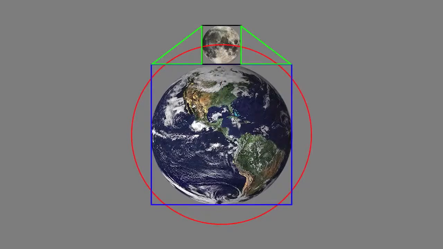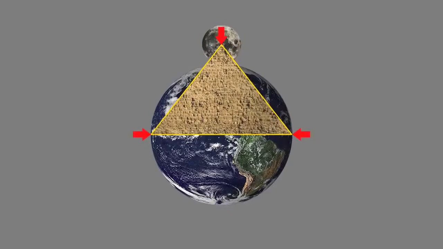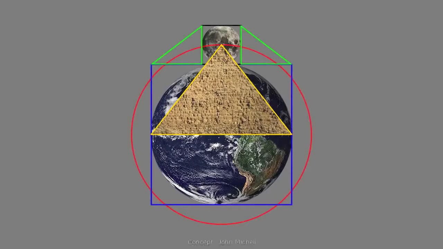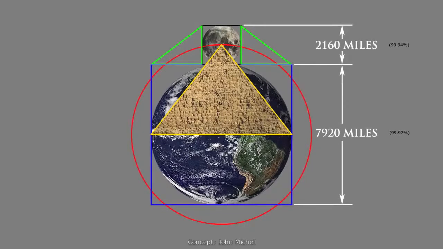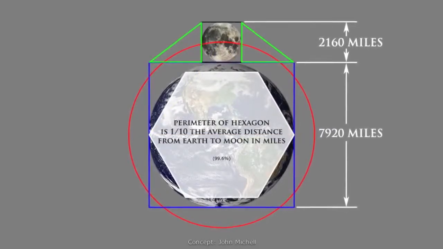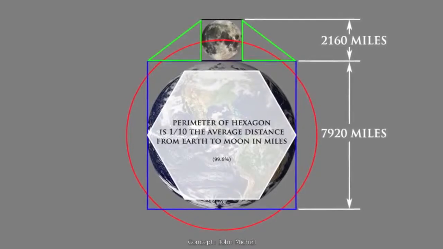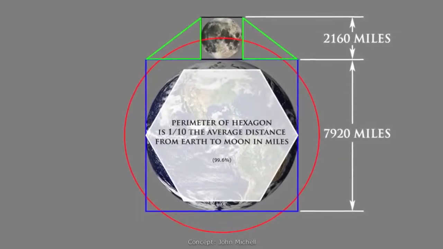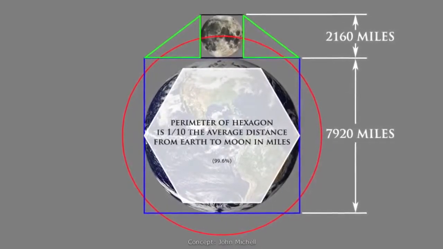Amazingly, this diagram actually encodes the Earth and Moon's true proportions of 3:11. Connecting these 3 points makes a pyramid with a 51.85-degree slope. Scaling this diagram up by a factor of 720 gives you the actual dimensions of the Earth and Moon in miles. Inscribe a hexagon within the Earth circle and measure its perimeter. It is 1/10 the average distance from the Earth to the Moon, with an accuracy of 99.6%.